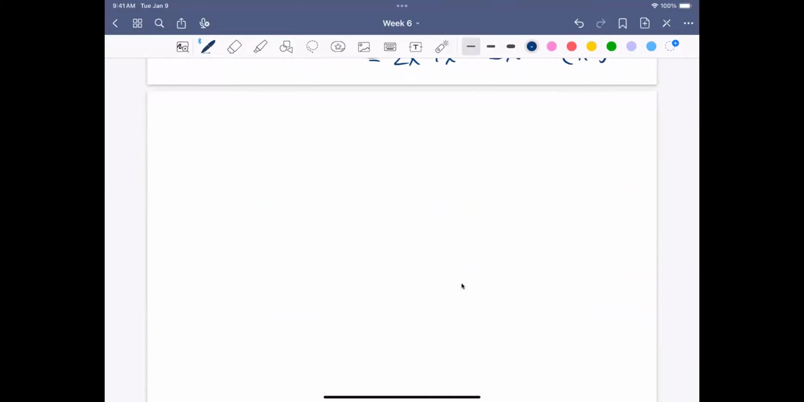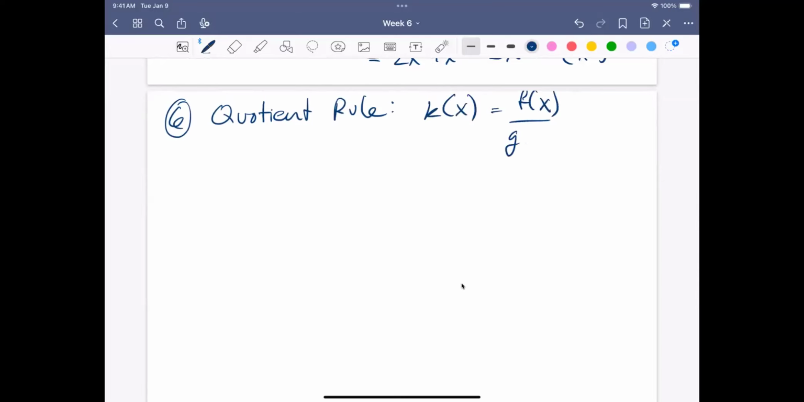So we did product rule. Now we did addition, subtraction, multiplication. Next one is division. Now we're going to do quotient rule. Okay, so suppose I have a function k of x, which is some f of x divided by g of x.